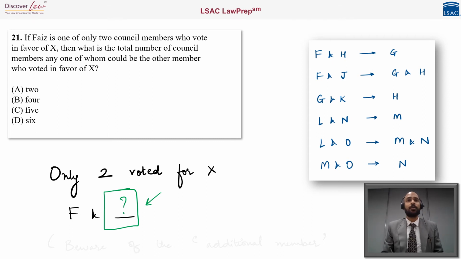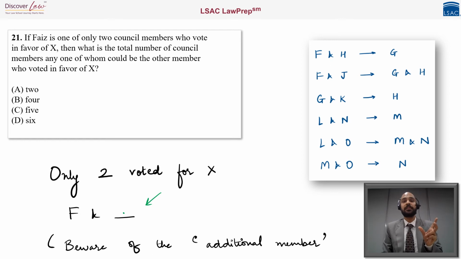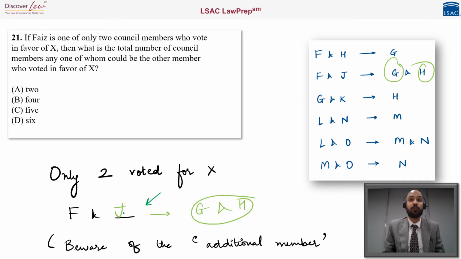Which means that you have a total of 9 council members, okay? And you want to know, apart from F, so there are 8 more, how many out of these 8 could be the other member that votes for this? What is the number of such people? Now the question becomes a little tricky because there is an additional member that comes when you add certain characters. Like for example, if you would write J here, then that gives you one more. It gives you G and H. This makes it 4 in total.